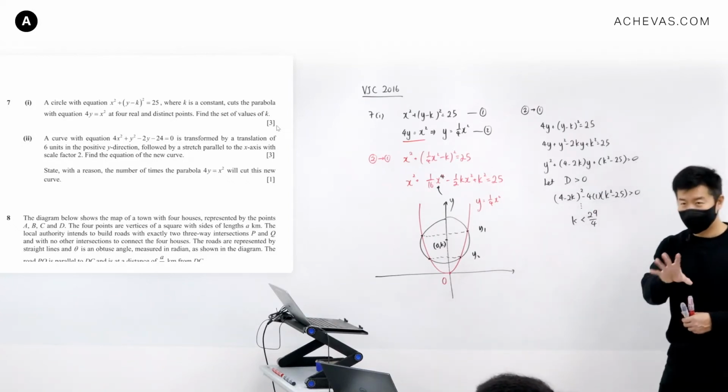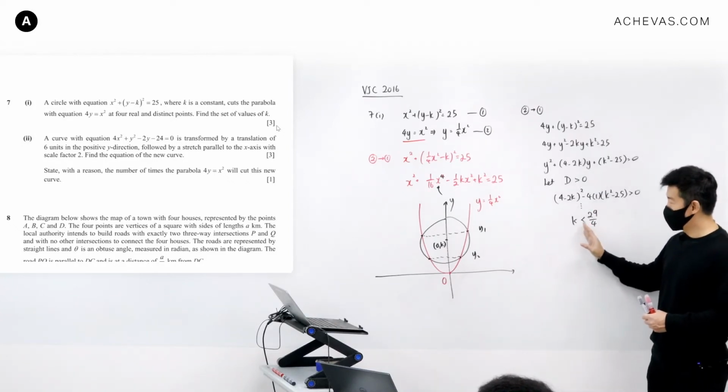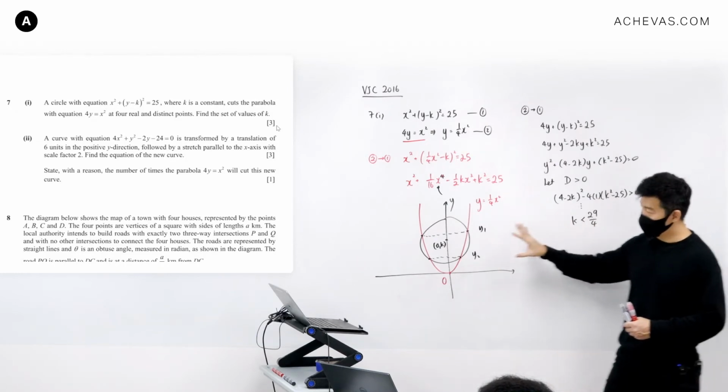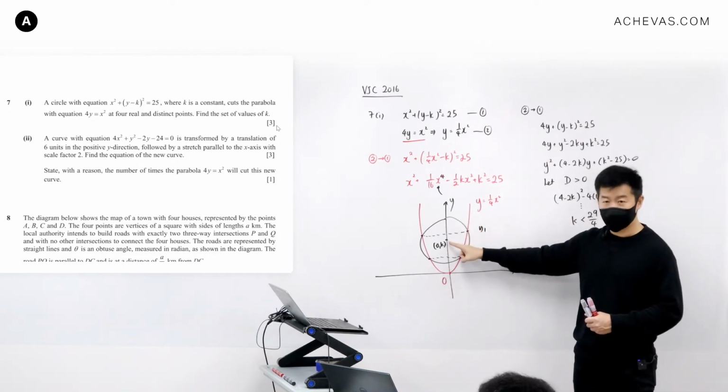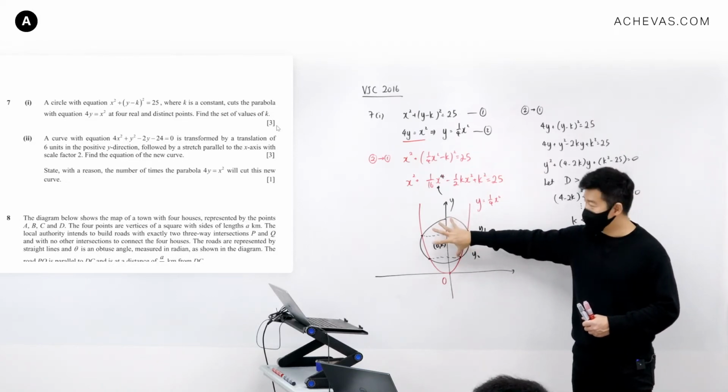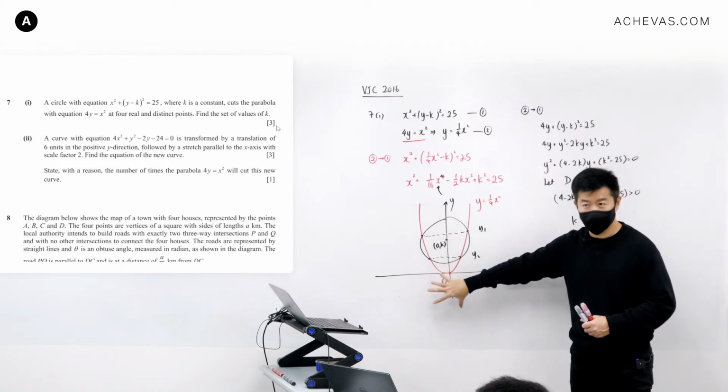Okay, Wesley is imagining, because k is less than 29 over 4. And if you were to look at this, where is k? K is the center of the circle. So if k is less than 29 over 4, this implies that this circle can just keep going down and down and down, right?